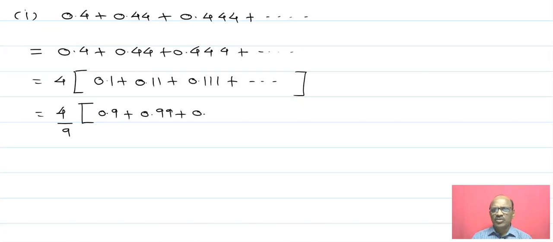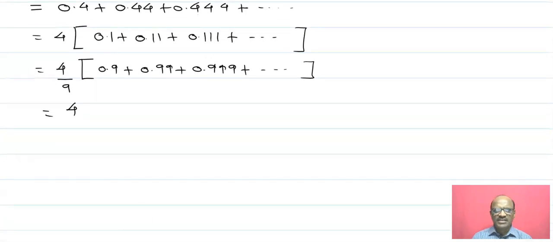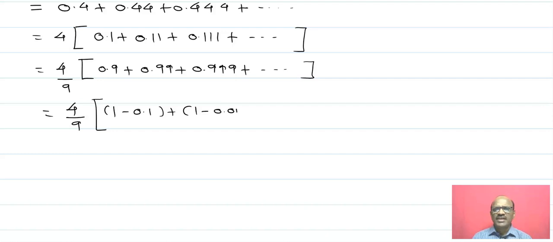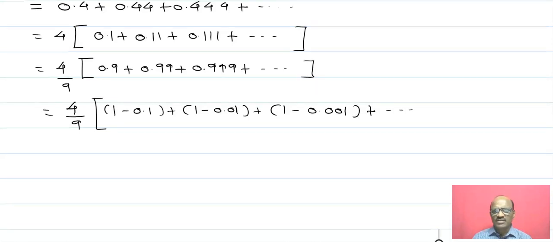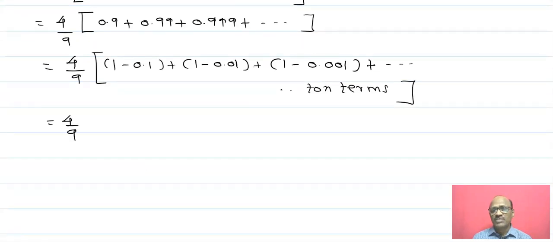Now again multiply numerator and the denominator by 9. Therefore it becomes 4 upon 9, 0.1 into 9, that is 0.9, 0.11 into again 9, that is 0.99, and in this way it is written 4 upon 9 in bracket 0.9 means what? 1 minus 0.1. 0.99 means what? 1 minus 0.01. And 0.999 means what? 1 minus 0.001 up to the n terms. That is 4 upon 9, that is 1 plus 1 plus 1 up to the n terms, minus in bracket.